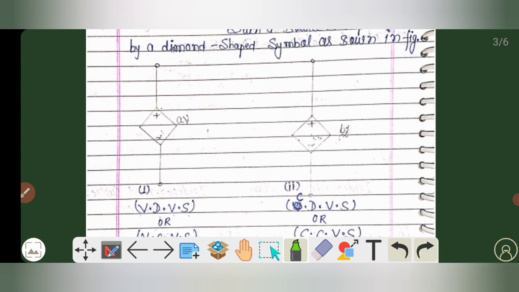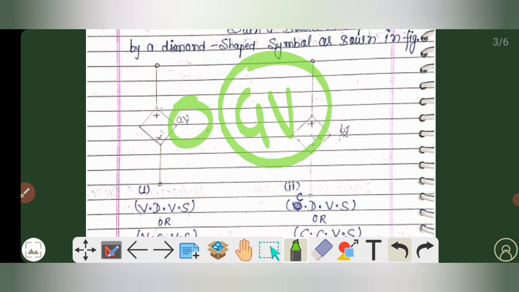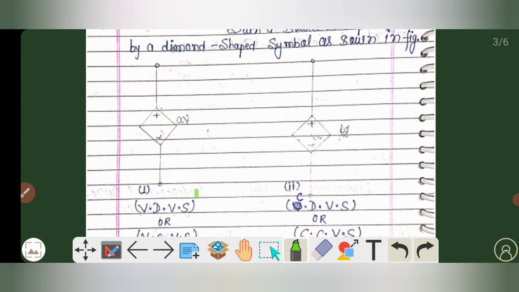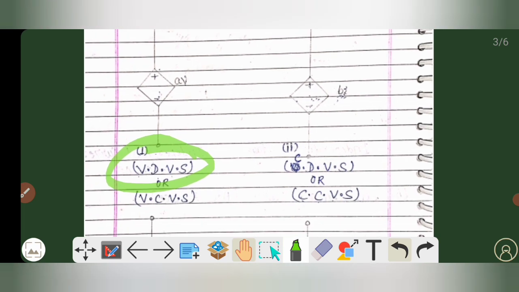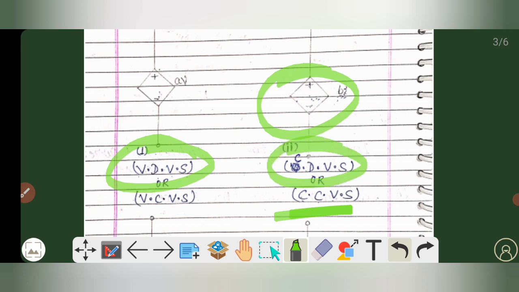And now, as you can see here, this is AV. A is a constant which denotes the magnitude, and AV means the total value of voltage. So this one is a voltage dependent voltage source, or we can say a voltage controlled voltage source. Now, my dear friends, this one is a current controlled voltage source, or current dependent voltage source.